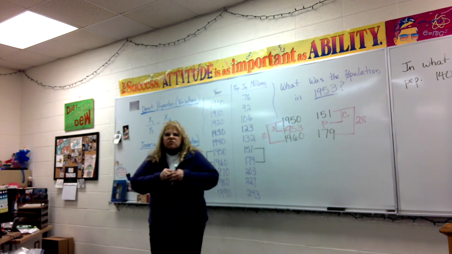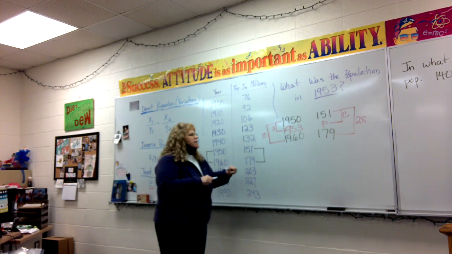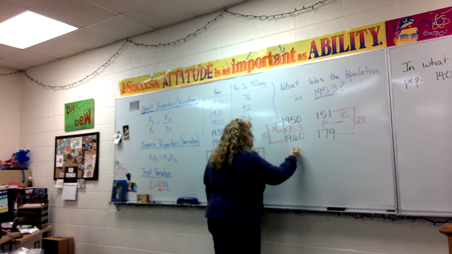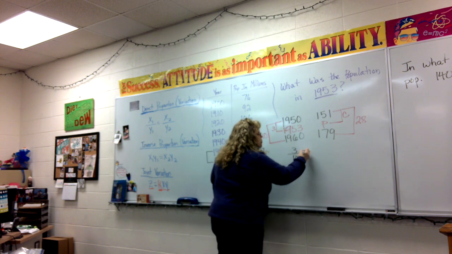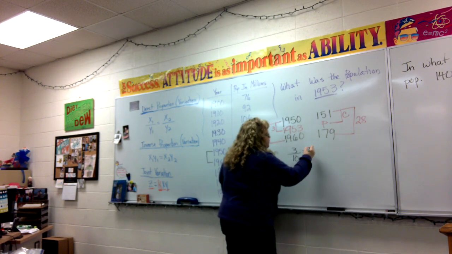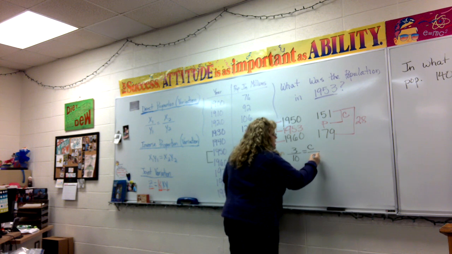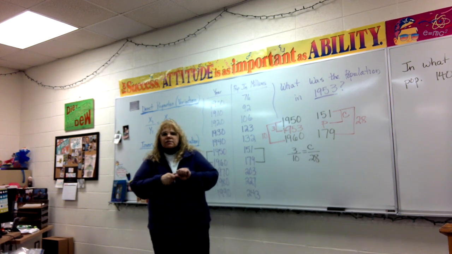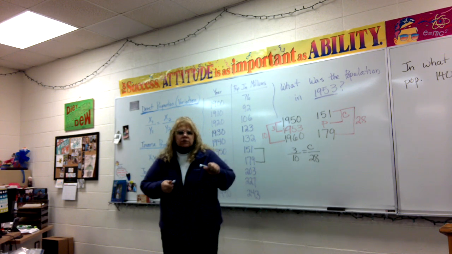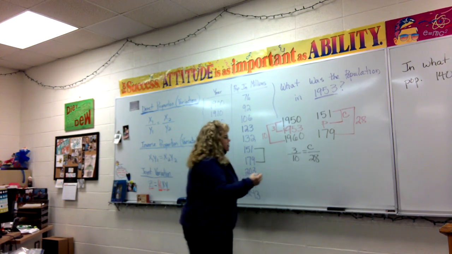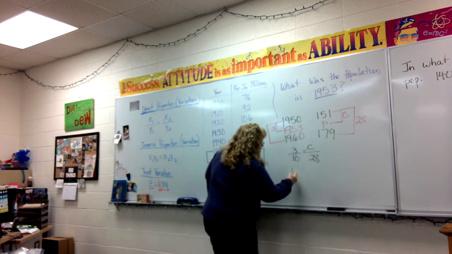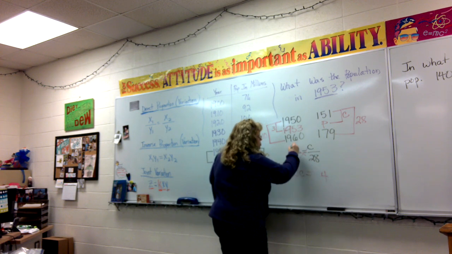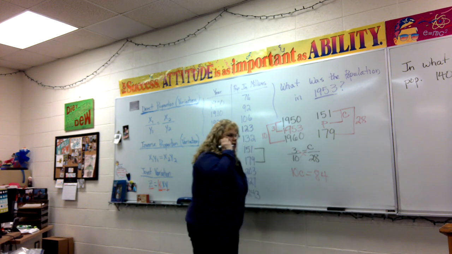All you're going to do is set yourself up a little proportion. Little over big, little over big. Little over big, 3 over 10 equals little over big, C over 28. And you know how to solve that, right? What do you do? Cross multiply. So I have 10C equals, 2, 4, carry the 2, 6, 7, 8, 84, I think.